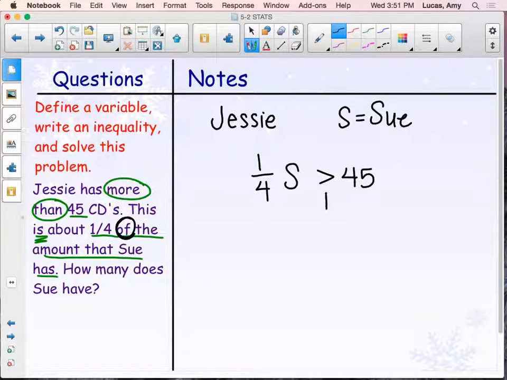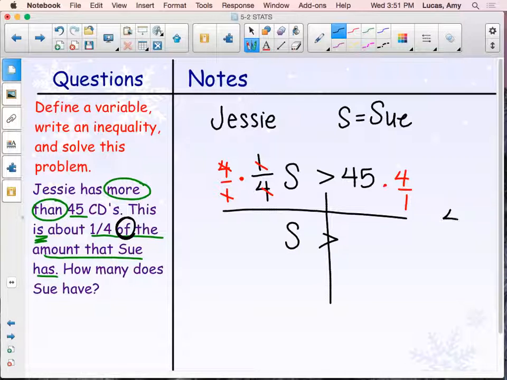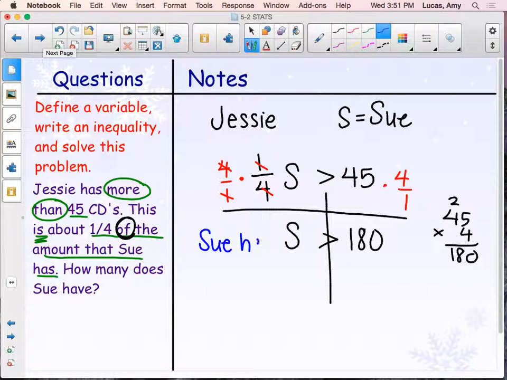To solve this inequality, I would want to multiply by the reciprocal to cancel out my fraction, 1/4. And 45 times 4 is 180. So it looks like Sue has more than 180 CDs. We'll see if that makes sense. Sue has more than 180 CDs.